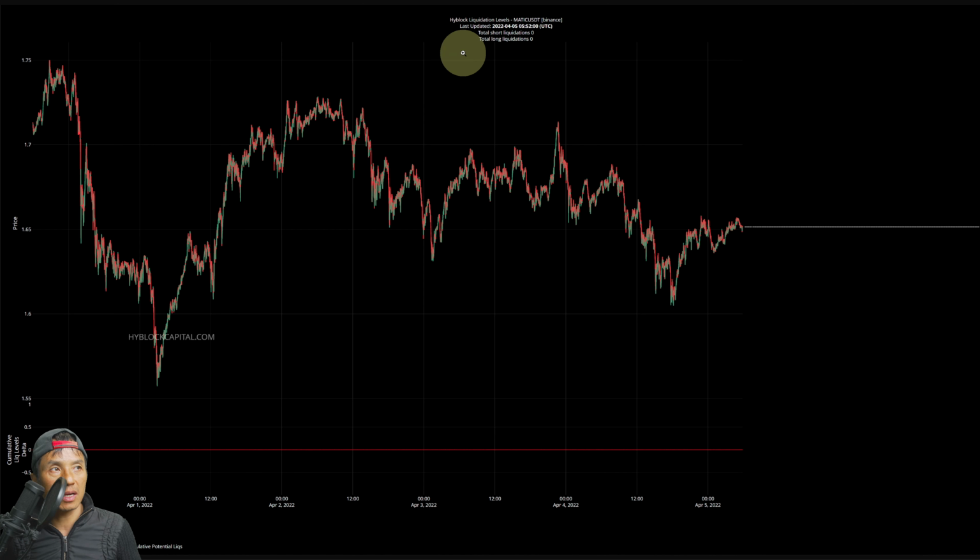Unfortunately, Hyblock Capital does not have liquidation levels registered. I'm not sure why. I'll check with them. But there's currently nothing shown here. You can see here zero shorts and zero long levels.